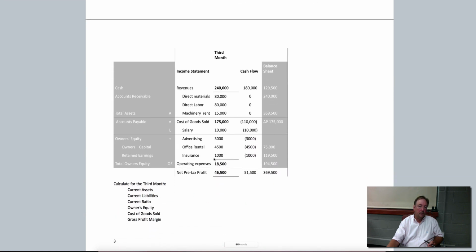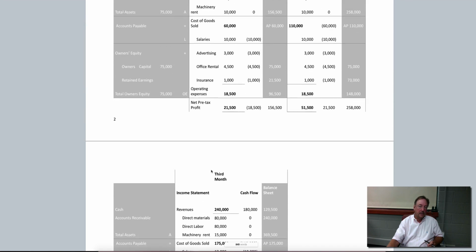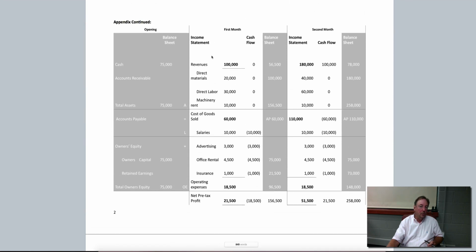So I'm giving you some terms of art that you need to be aware of. Now let's go to a ratio here. Let's start off with current assets. Current assets for the first month are what is owed to you immediately and what do you have in cash? Well, we have $156,500, these two amounts combined, in current assets, cash and accounts receivable, against what do we owe immediately? $60,000. So we have $156,500, if you will, ultimately available for payments, and we only owe $60,000.